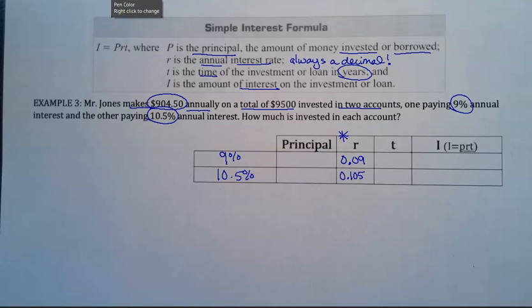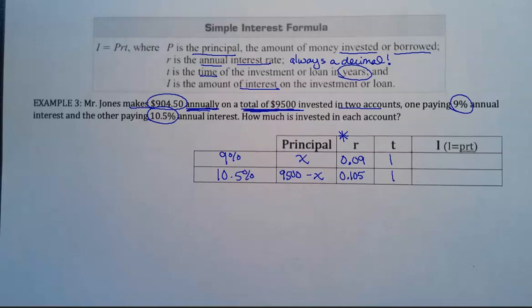Now the time. Mr. Jones makes $904.50 annually, so that's in 1 year, and our time for both accounts is 1. And our principal, this is what we don't know. We know we have a total of $9,500 invested, but not how much is in each one. So we say there's x in the 9% account, which means the other account has 9,500 minus x.